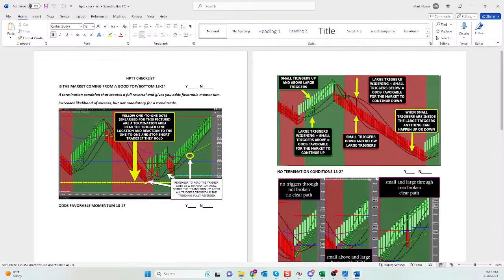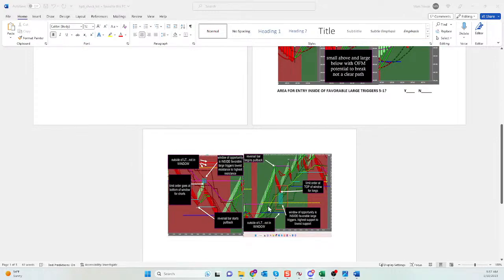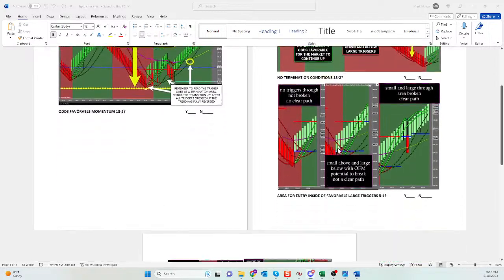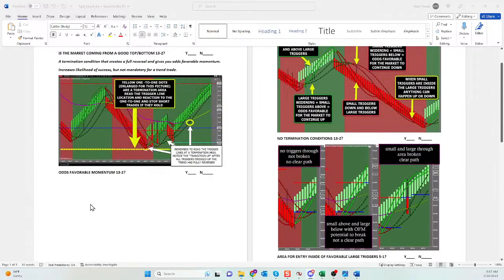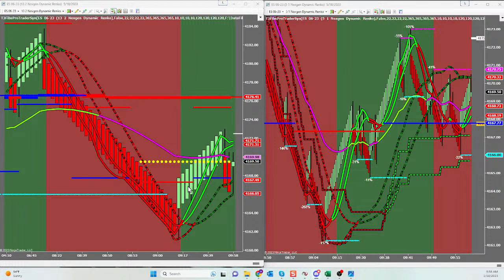And then, guys, Shogun, here's one to put on your computer. It's the exact same checklist, but guys, I stole pictures from the resource materials and identified them. What's a good top or bottom? It's a termination condition that creates a full reversal. There's your odds favorable. There's your lesson on terminations. And guys, there's your entries. That's an entire plan in 4 pictures. Simplicity. So I'm going to put that one in the room for you. Just waiting, right? Waiting for the rules to be met.